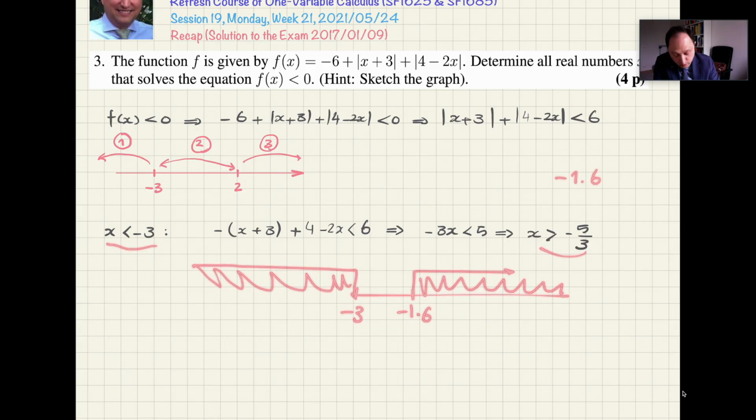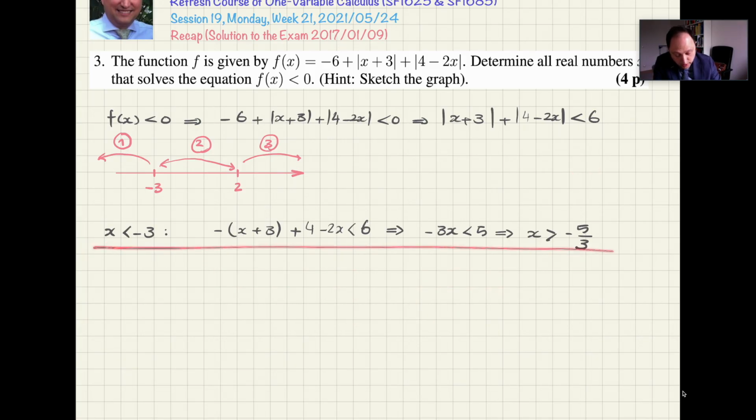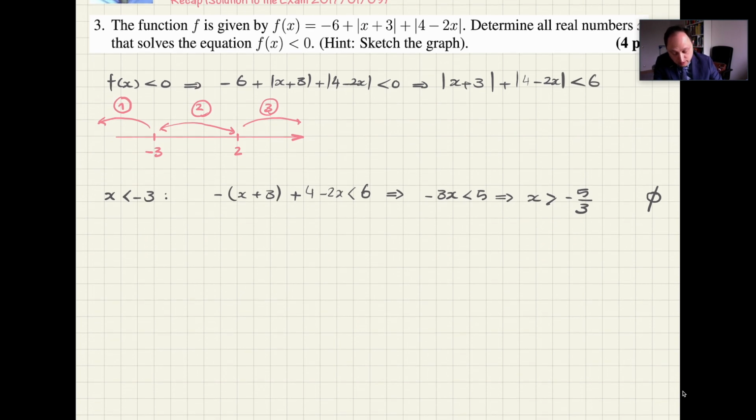So from the first part, if x is less than -3, I do not have any solutions coming out here. So the first one gives rise to the empty set. So I cannot get any solutions between them. Yes, of course you need to explain these in detail in the exam.